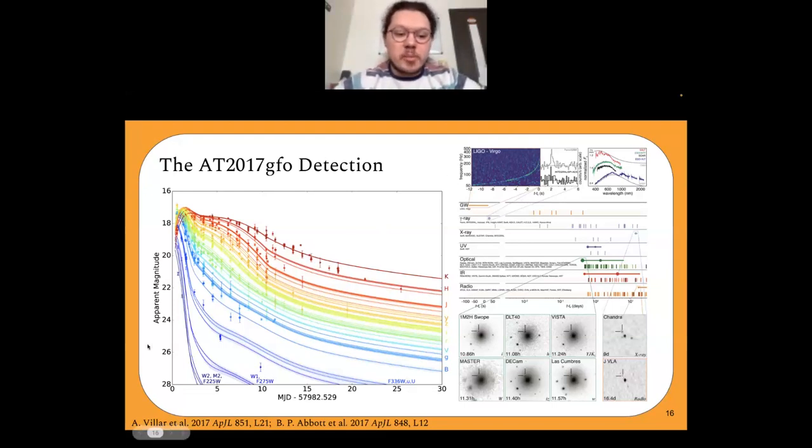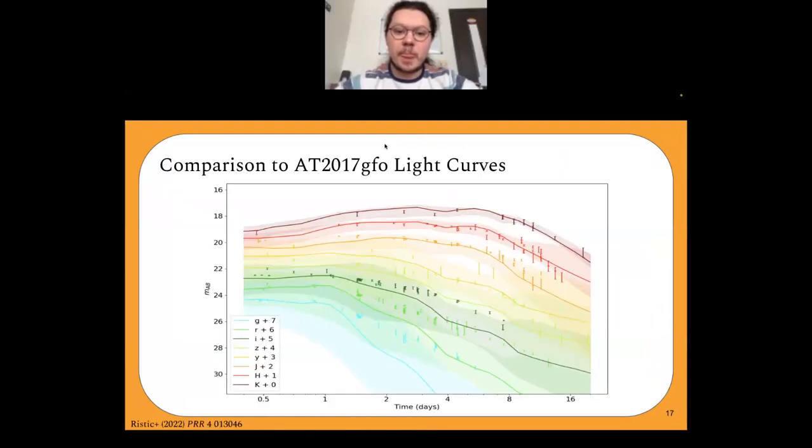On the left, we see apparent magnitude as a function of time in days. The data points with uncertainty bars are the data, and the solid lines are model fits from the Villar 2017 paper. There was a lot of data taken for this event. The part that we're interested in is just the optical and the infrared, given our choice of filters from G through K. And what we do is effectively say what parameters of our model are going to best match the AT2017gfo observed data. And this is our best match to that data.